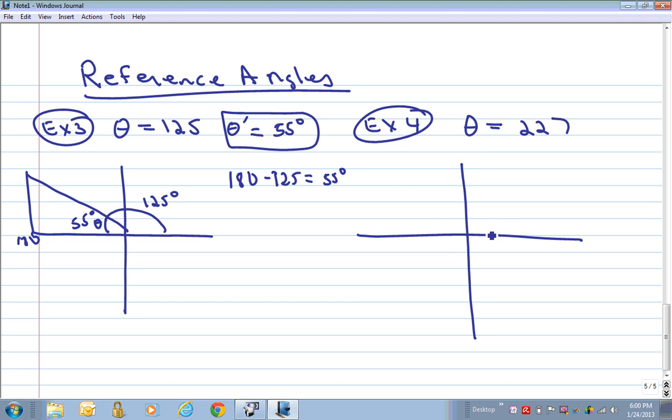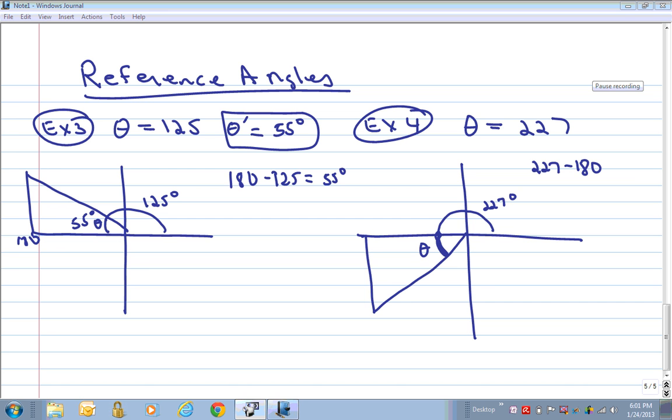In example 4, we're going to think of our initial rotation as 227 degrees. So it'll be right here. We're going to draw our triangle, our angle, and this is 227 degrees. We're going to draw up to the x-axis. Please note, it's inside that your reference angle is. I want to know what that is. Well, this is 180, and we've rotated from 180, and we keep rotating down to 227. So this time we could take 227 and subtract 180 to find our reference angle.